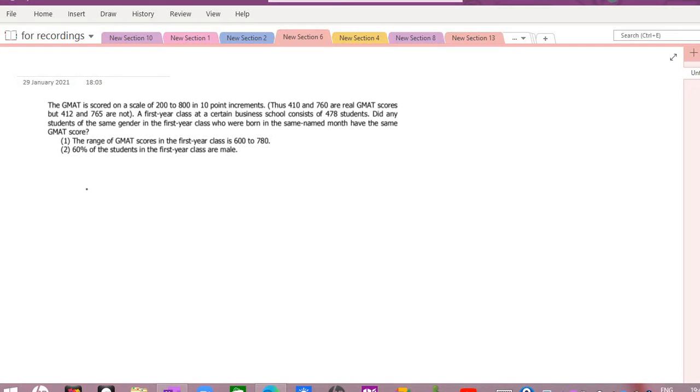Hello, my dear students. So again, I have a very interesting question here. It's a data sufficiency question. So it goes like this. The GMAT is scored on a scale of 200 to 800 in 10 points increment. What it means is that 410 and 760 are real GMAT scores, while 412 and 765 are not. So your score has to be a multiple of 10 in short. If the score is not a multiple of 10, then that score is not valid, not a GMAT score.